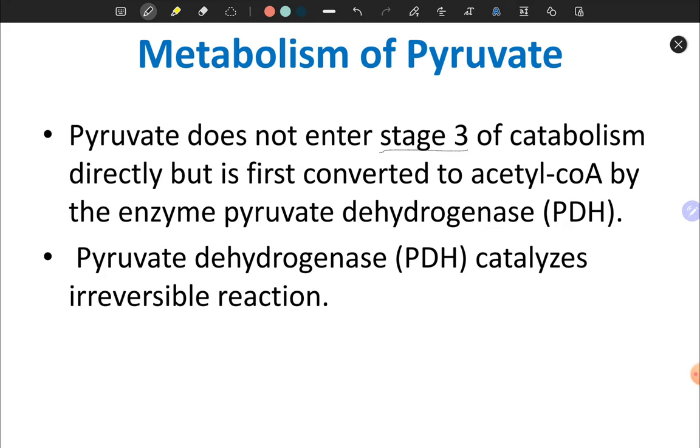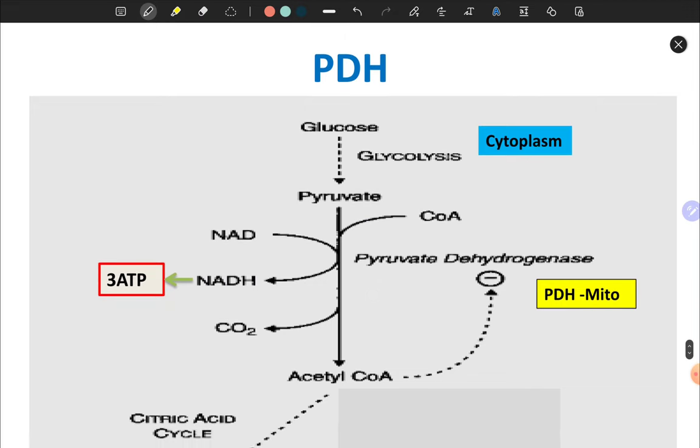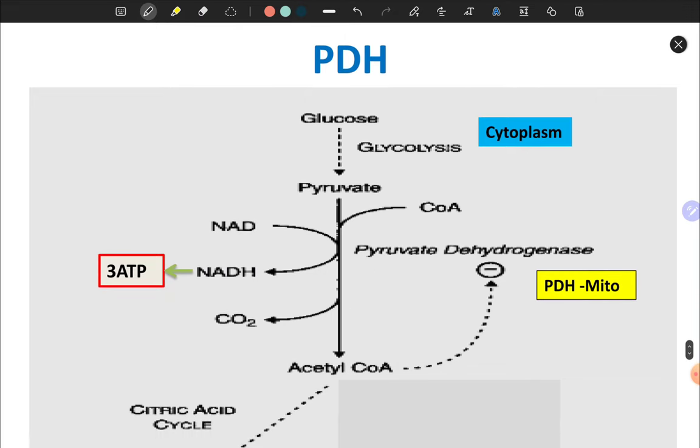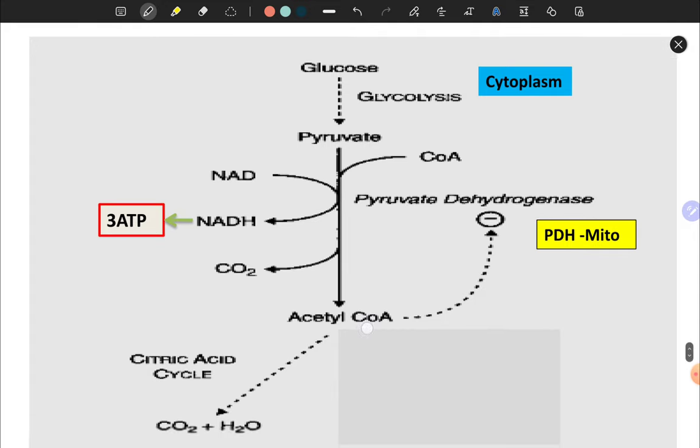So the glucose, as we said, in glycolysis that happens in the cytoplasm, is converted to pyruvate. Then the pyruvate will enter the mitochondria of the cell. It will meet this important enzyme called PDH, which converts pyruvate to acetyl CoA. What this enzyme is doing is an oxidation-reduction step. It will take electrons from pyruvate to NAD to generate NADH.